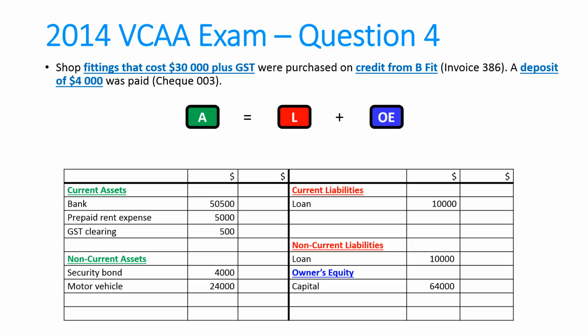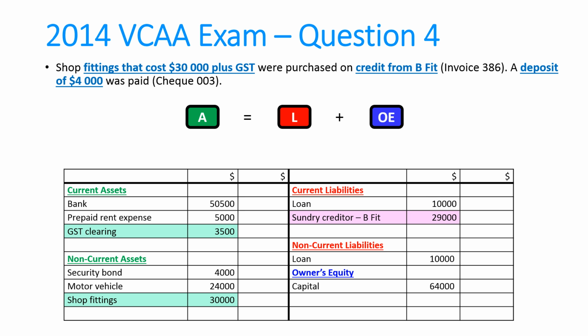So let's take it one item at a time. First of all, we've got new shop fittings for $30,000. We've been charged $3,000 GST, so that'll make our GST asset increase to $3,500. We're going to have a subsidiary, a sundry creditor called BFit for $29,000. We got that by taking the $30,000 of fittings plus the GST, which is $33,000. Take away the amount we've already paid, and we'll get $29,000.